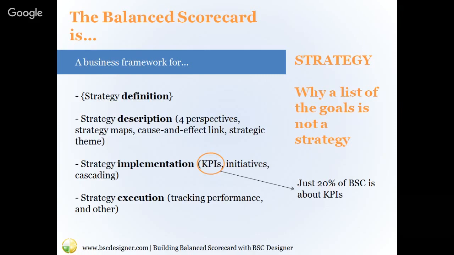We need to have some tangible description of the strategy. In this case, we use the 4 perspectives of the Balanced Scorecard: finance, customers, internal business process, education and growth. We use a visual tool, which is a strategy map, and the goals that we map on the strategy map will actually be linked by cause and effect links. So it's not just about drawing, it's not just about placing the goals into various perspectives.